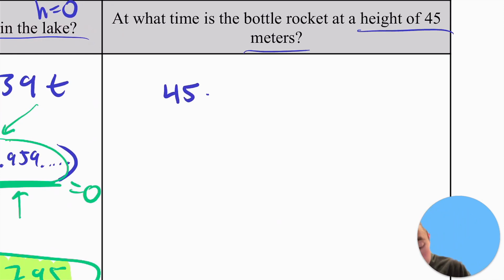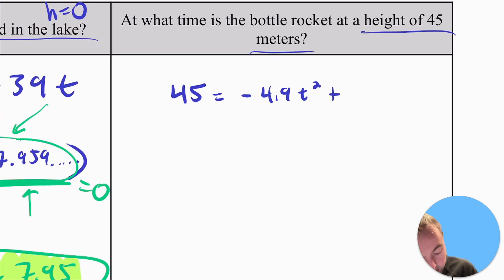So now you could plug in 45 into the equation like this, and then try to solve this. For something like this, you might want to use the quadratic formula. You wouldn't really be able to get by with factoring. You've got decimals and interesting numbers, right?